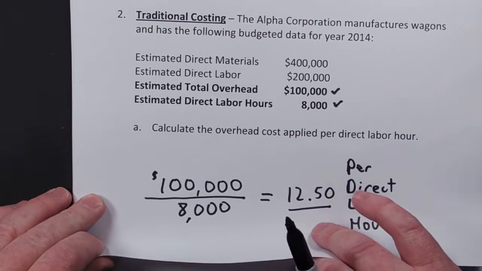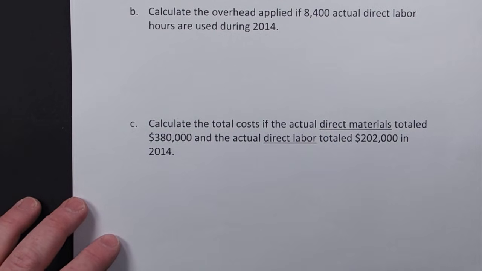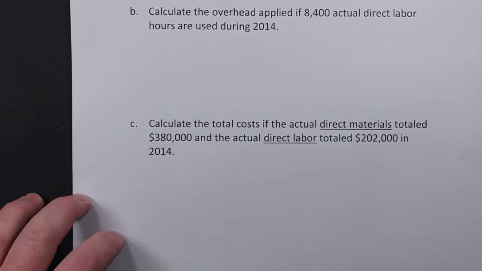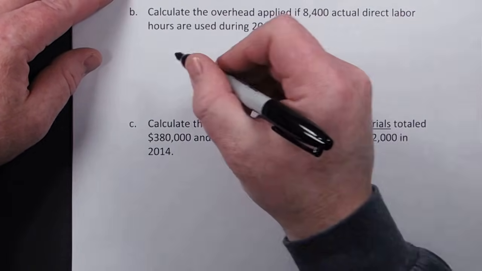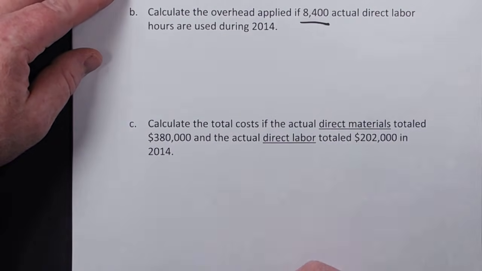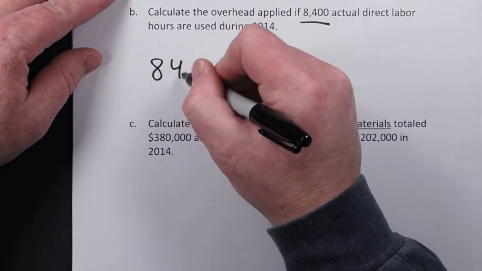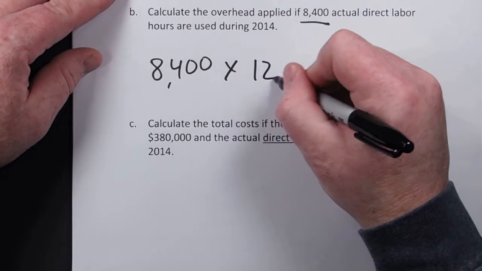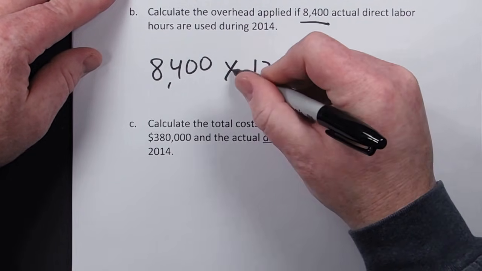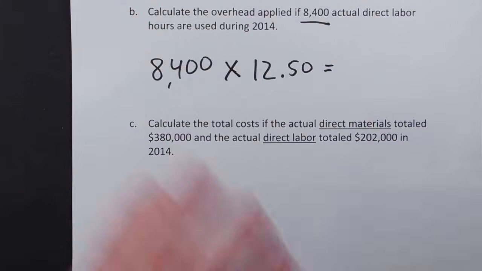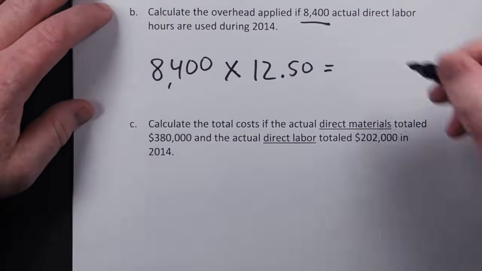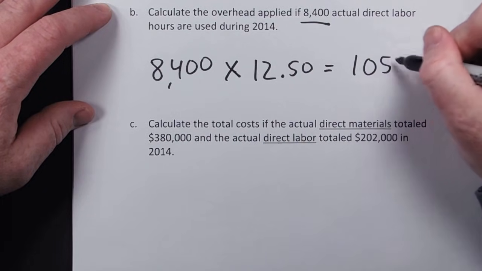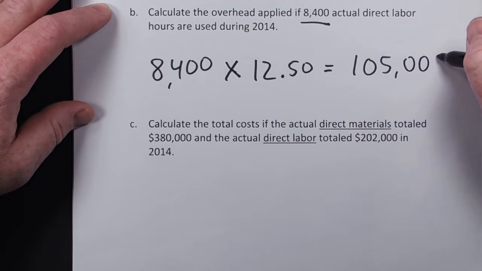Let's head on over to B. It says calculate the overhead applied if 8,400 actual direct labor hours are used. So we're simply going to take the 8,400 hours times our predetermined rate of $12.50. So we are going to apply $105,000 to our overhead.